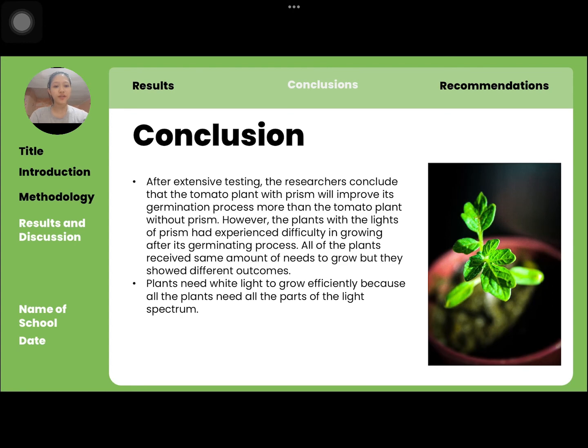Conclusion. After extensive testing, the researchers conclude that the tomato plant with a prism will improve its germination process more than the tomato plant without a prism. However, the plants with the lights of the prism experienced difficulty in growing after the germinating process. All of the plants received the same amount of needs to grow, but they showed different outcomes. Plants need white light to grow efficiently because all of the plants need all the parts of the light spectrum.